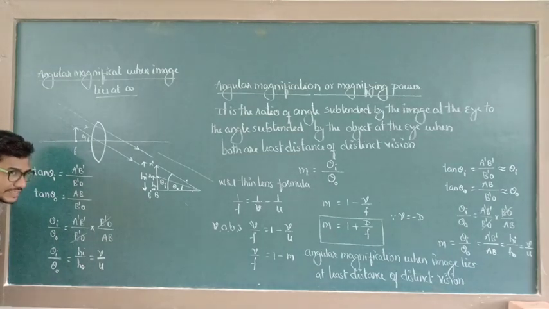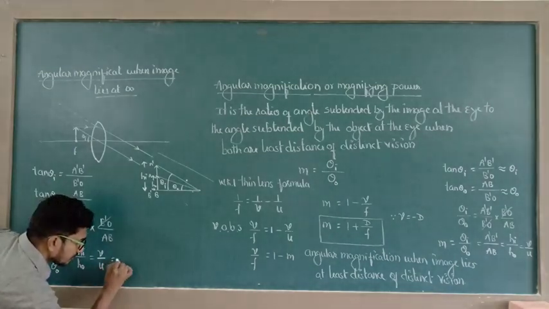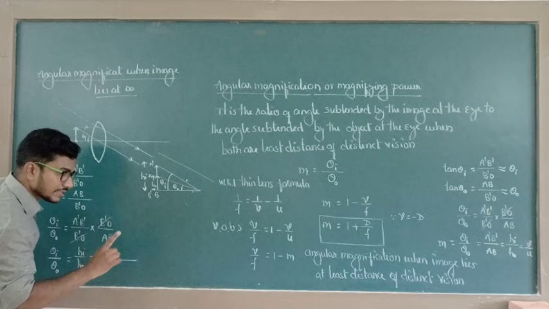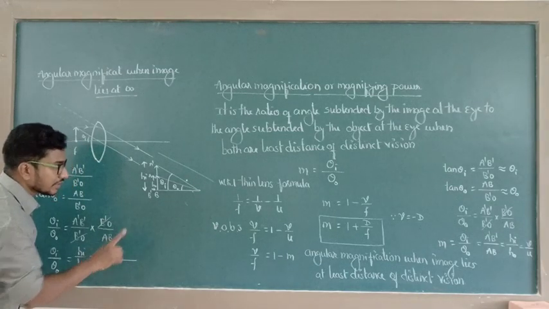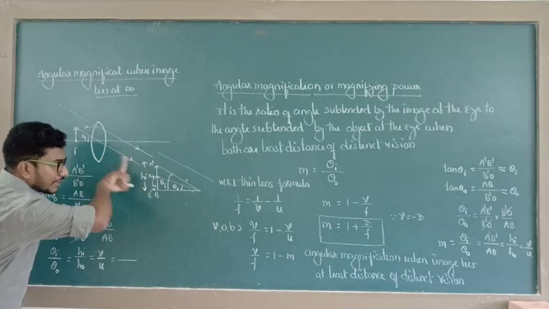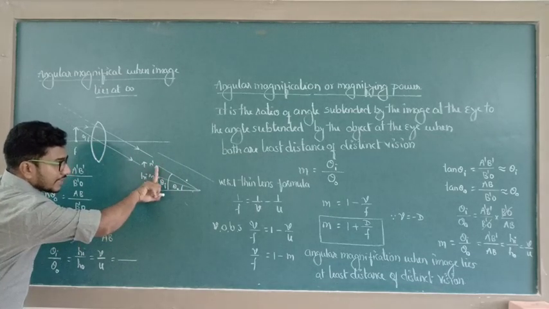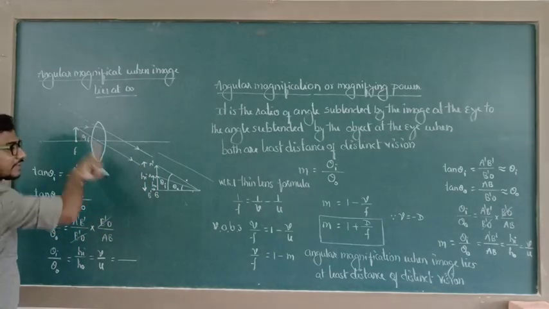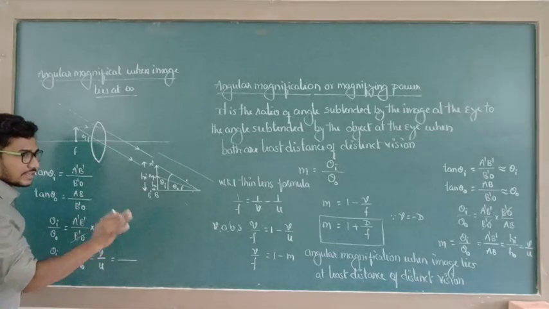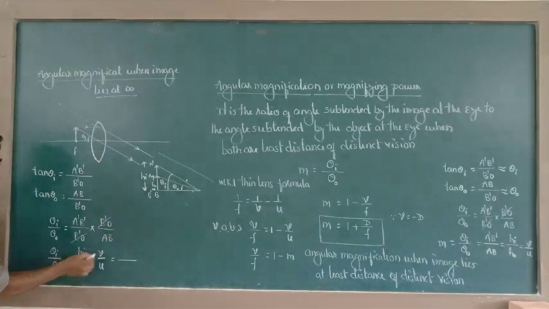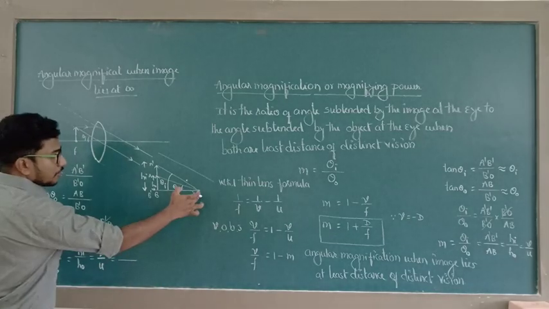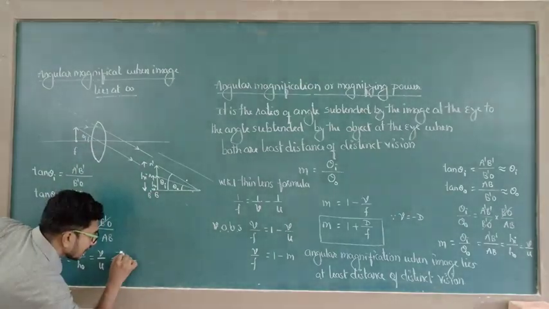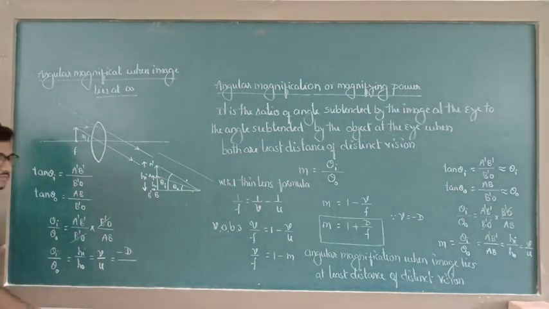the image lies at the least distance of distinct vision. Whether the image lies at infinity or at the least distance of distinct vision, in both cases the angle made by the image is theta I. So we are going to consider it in such a way. So here the image distance is opposite to the direction of the incident light beam. So the image is at the least distance of distinct vision. It is represented by small d.